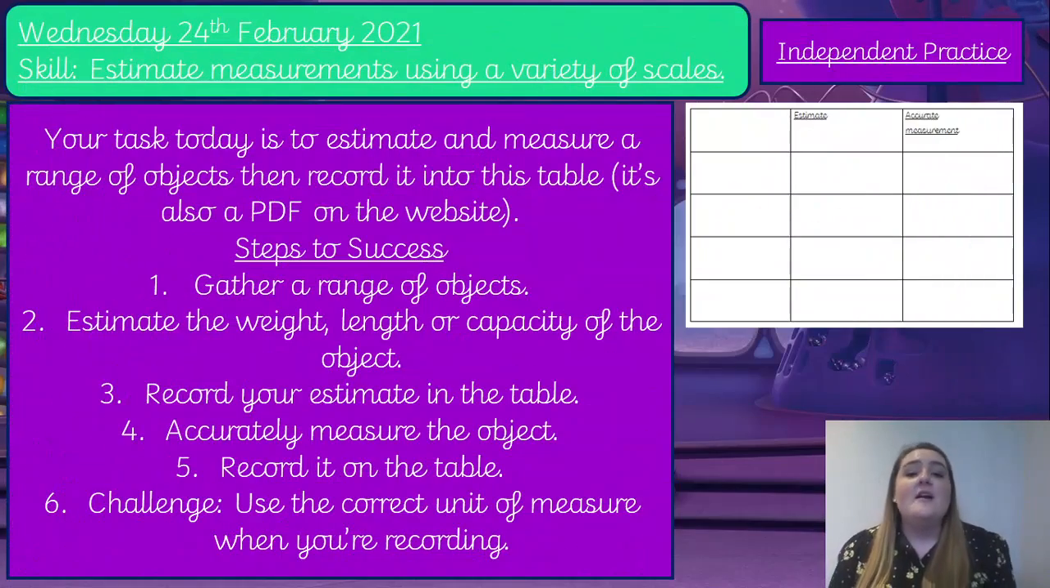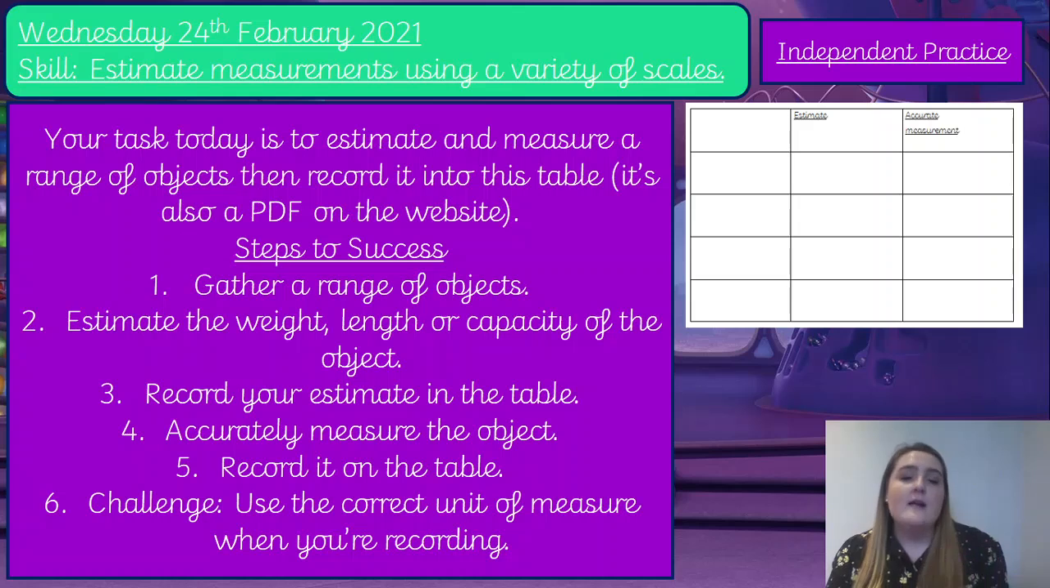Okay, so time for your independent practice now. Your task today is to estimate and measure a range of objects and then record it into this table. This table is going to be as a PDF on the school website underneath this video. But if you don't have a printer or you don't want to print it out, that's fine. On the next slide it's going to be much bigger, so you can copy it into your book.